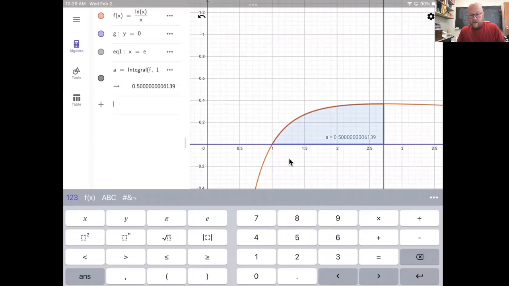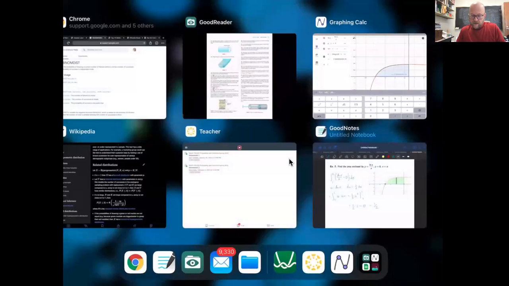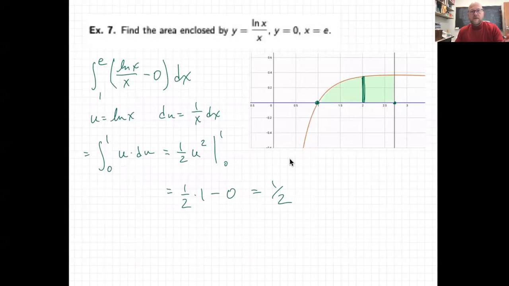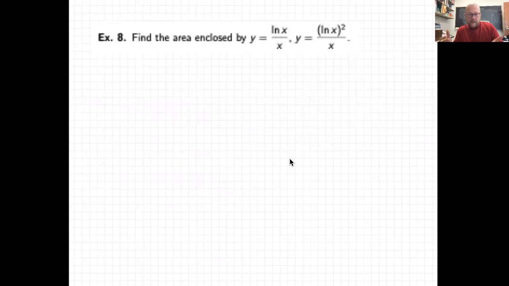Okay, so I checked my work like that. And so this answer of 1/2 is correct. And there's a typo once again in a handout. So sorry about that. All right, last one. And again, stop and try it yourselves.